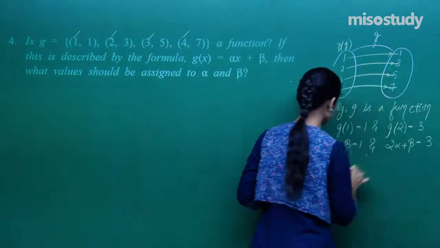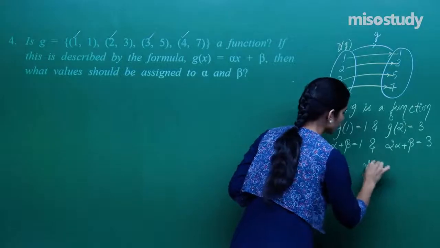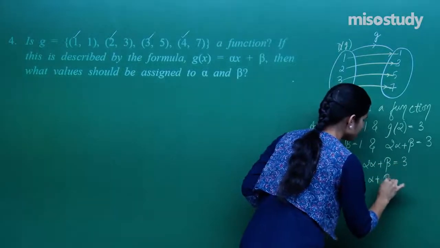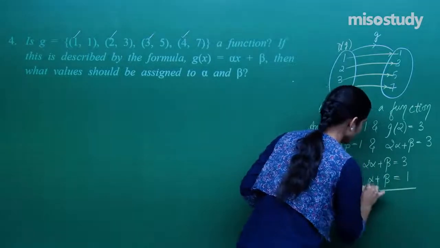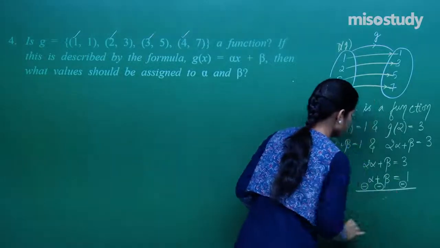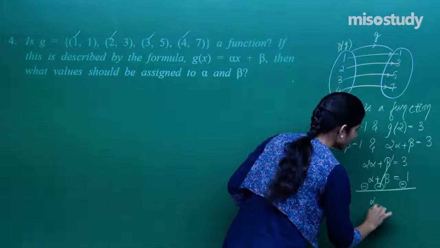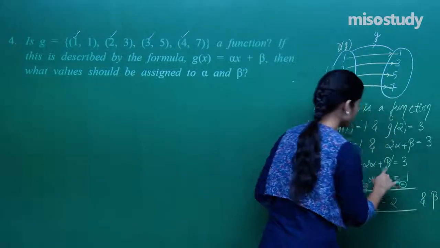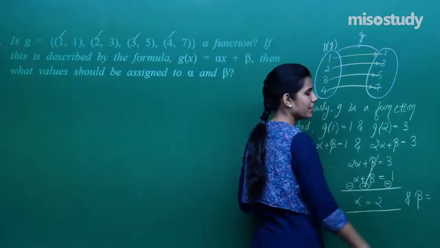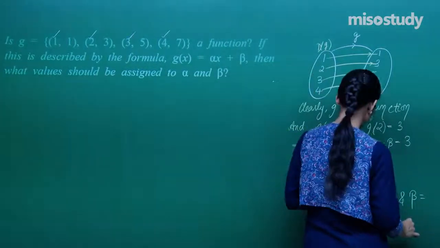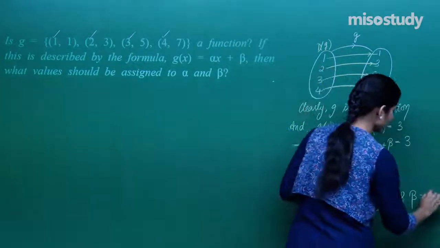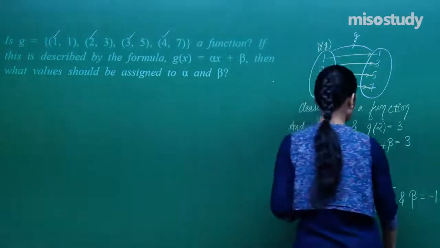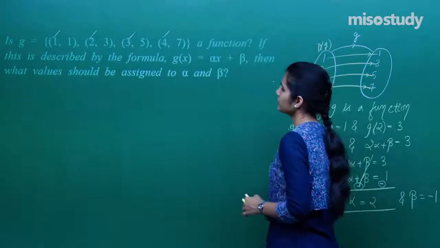This is 3. So now if you solve, 2 alpha plus beta is 3, alpha plus beta is 1. If you subtract, you get 2 alpha minus alpha is alpha equals 2, and beta will be what? If alpha is 2, 1 minus 2 is minus 1, so beta is minus 1. So alpha is coming out to be 2, beta is coming out to be minus 1.